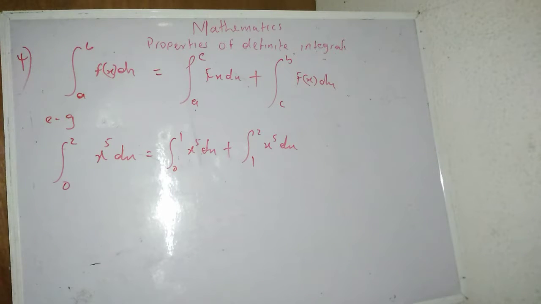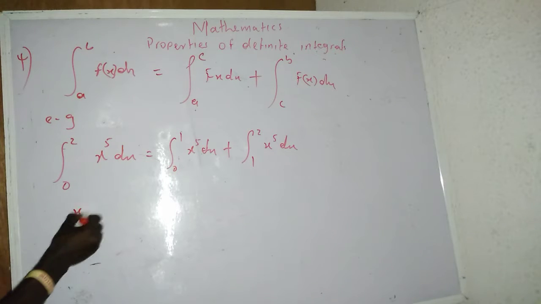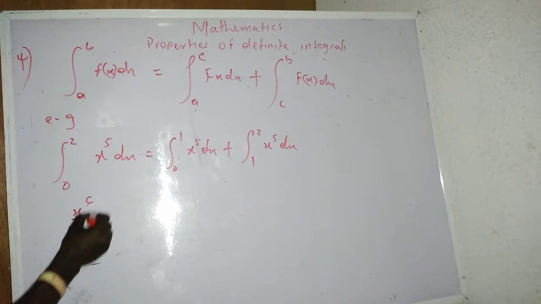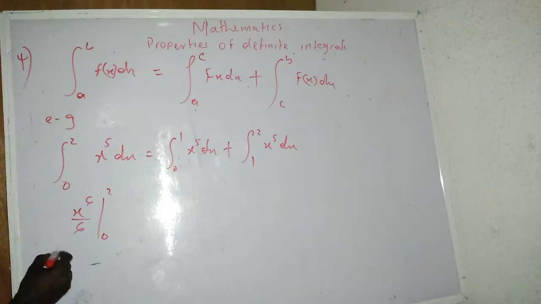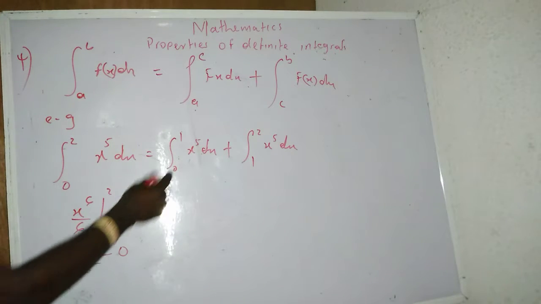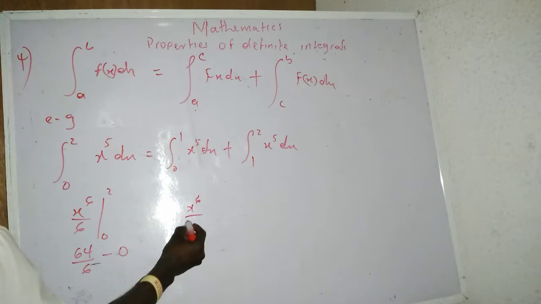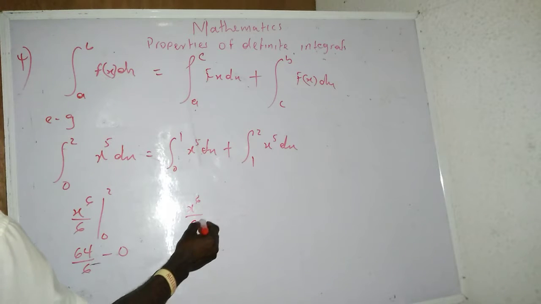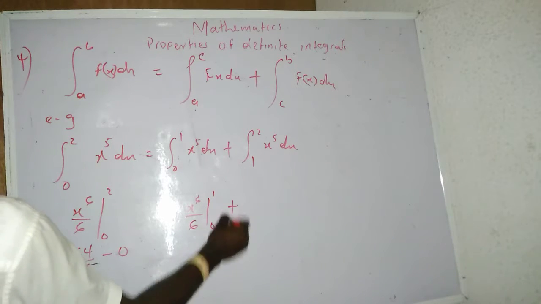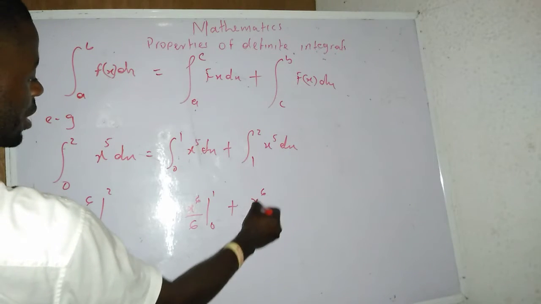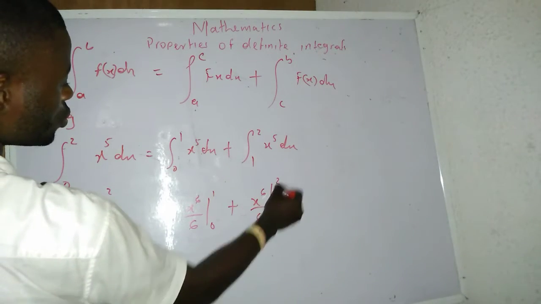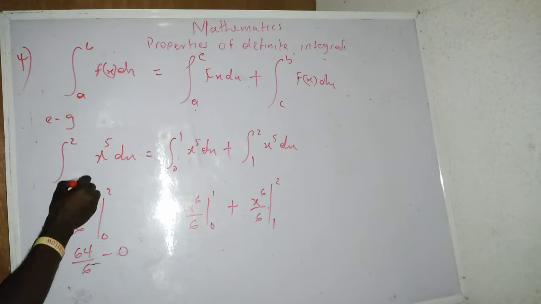Now, since I have that, I will have x raised to power 6 all over 6, from 0 to 2, which gives 2 raised to power 6, which is 64 all over 6, minus 0. Now, 64 over 6, let's try this. If I have this, I will have x raised to power 6 all over 6 from 0 to 1, plus x raised to power 6 all over 6 from 1 to 2. Now, LHS.